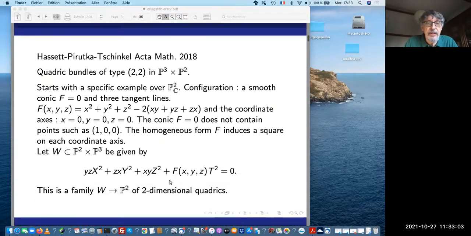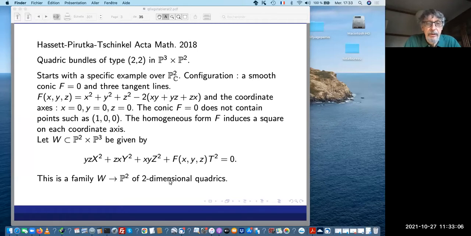Right, so let me first discuss this paper of Hassett, Pirutkan, and Schinkel. What they prove is that there exist smooth quadric bundles, that is quadric bundles in P3 cross P2. So fibered over P2, the fibers are quadrics in P3. And the total space is smooth. What was striking is that they produce such examples in a family where for one value of the parameter, the fiber was definitely non-stably rational, and for some other value of the parameter, the fiber was still smooth, but the special fiber was stably rational. So you had a smooth family, and then some fibers are stably rational, some are not.